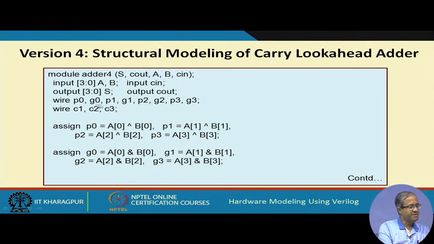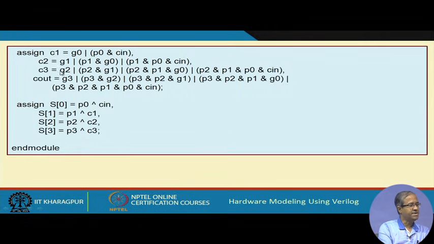Here the carry propagate and generate signals I have defined as wires in between, and the intermediate carries also. So, P0 is A0 XOR B0, P1 is A1 XOR B1 and so on. Similarly, the generate signals are A0 and B0, A1 and B1 and so on. So, I generate the propagate signals, I generate the carry generate signals, then I generate all the carry signals. C1 equal to G0 or P0 Cin. Cin is C0.